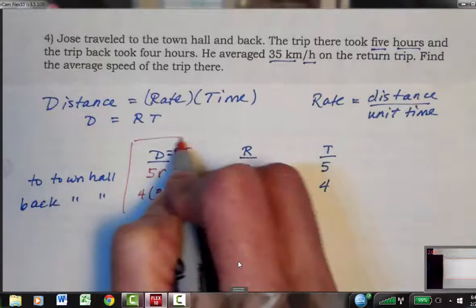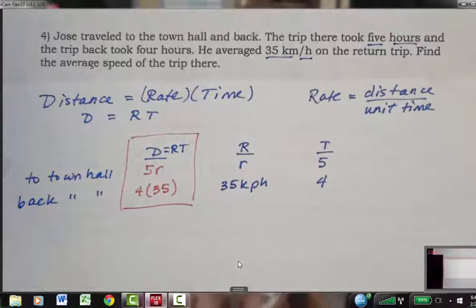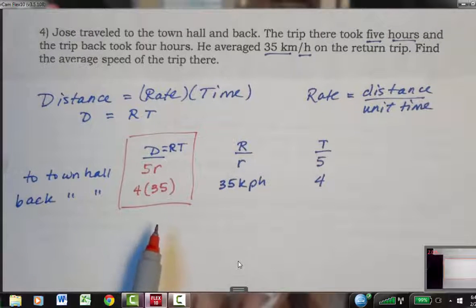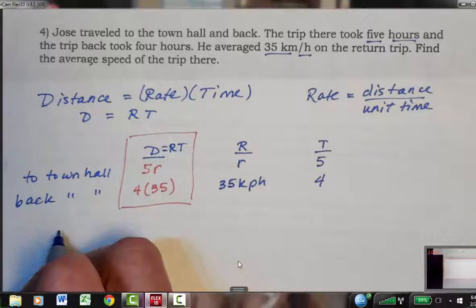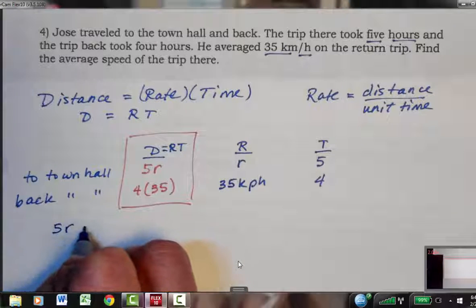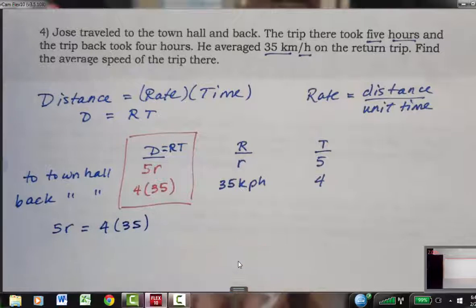Then I use this last column that I filled in to come up with my equation. And what do I know about the distance to be able to write my equation? Well, I know that the distance to the town hall and the distance back from the town hall had better be equal if we went the same direction. So that means that my distance there, 5R, has to equal my distance back, 4 times 35.